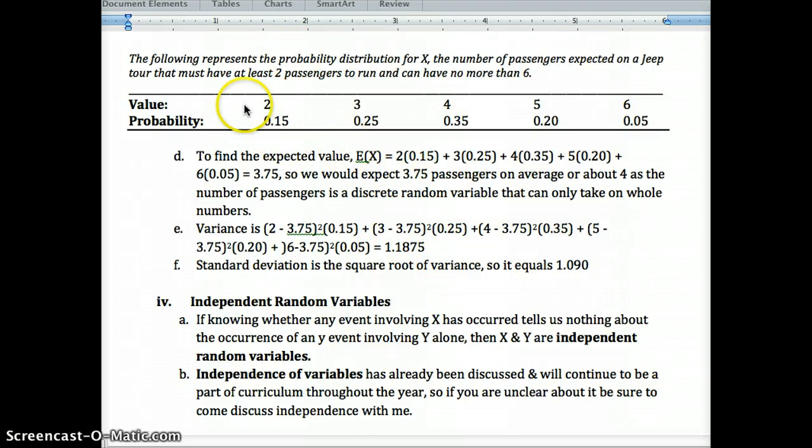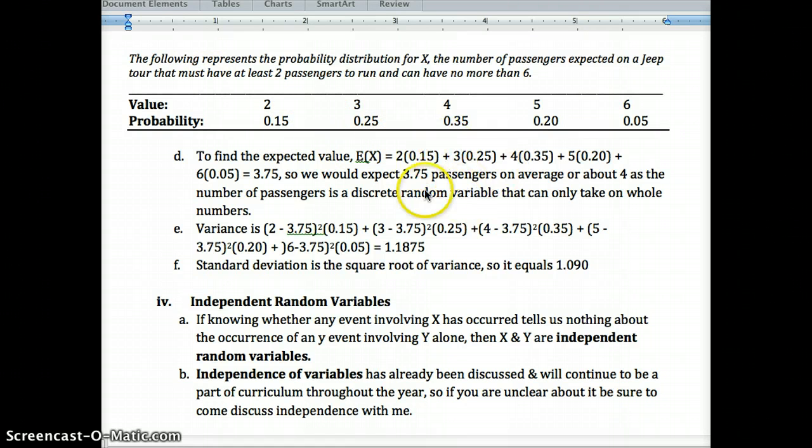So here's our probability distribution, the values it can take, how likely each of those are, and then to find the expected value, we multiply the value itself times the probability it occurs, plus the second value times its probability, and so on until we go through all of the possible outcomes. So here, this is the number of passengers expected on this Jeep tour. We're saying there's a 15% chance that 2 come, 25% chance that 3 come.